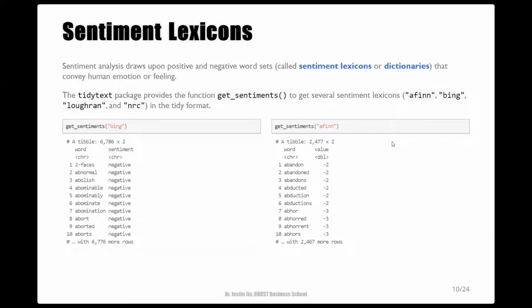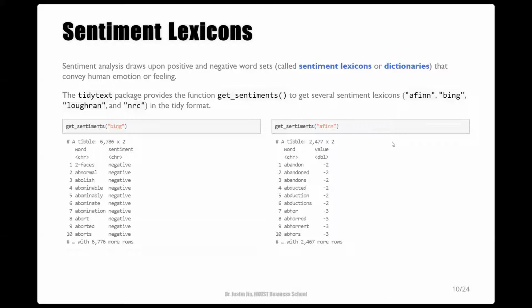Sentiment analysis is a type of text analytics that draws upon positive and negative word sets that convey human emotion or feeling. One way to analyze the sentiment of a text is to consider the text as a combination of its individual words. And the sentiment content of the whole text is then considered the sum of the sentiment content of the individual words. Then, how can we know the sentiment content of individual words in the first place?